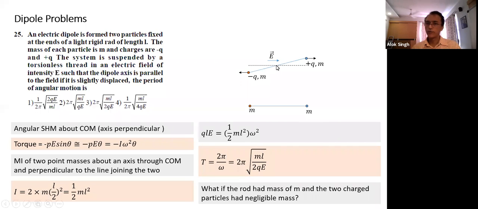So we have taken moment of inertia for the particles. If the mass of the charged particles is negligible and the connecting rod has mass, then we'll take the moment of inertia of the rod about its center of mass, axis perpendicular to it. We would have taken ml square by 12. So what if both had masses? If the rod has mass m and each particle has mass m, then we calculate the moment of inertia of the rod as well as the masses. So for any combination, the moment of inertia will change depending on the mass distribution.